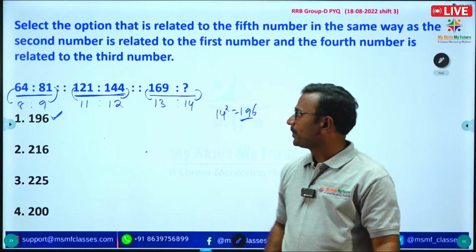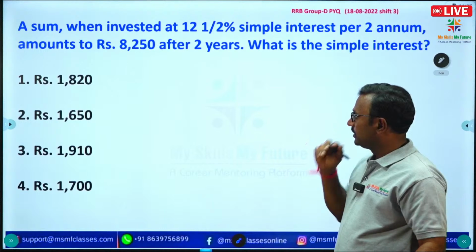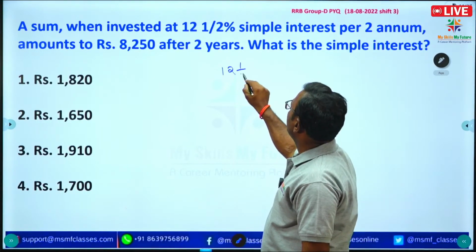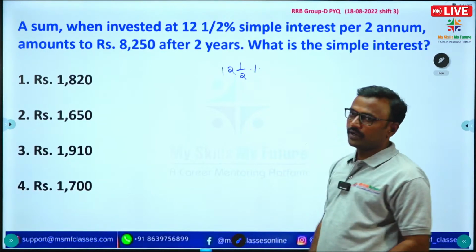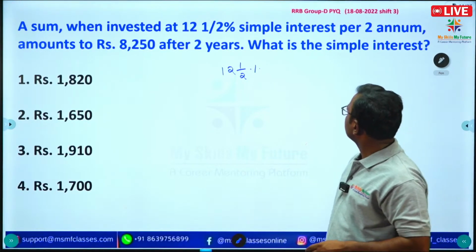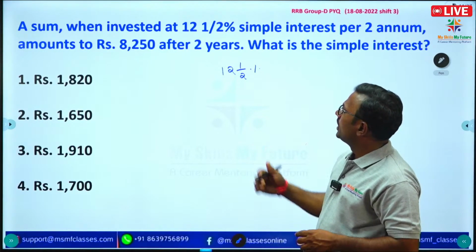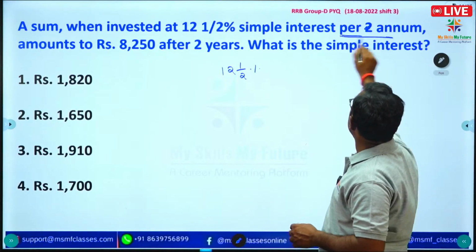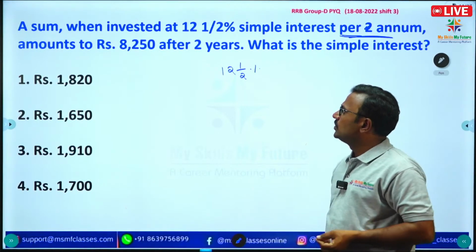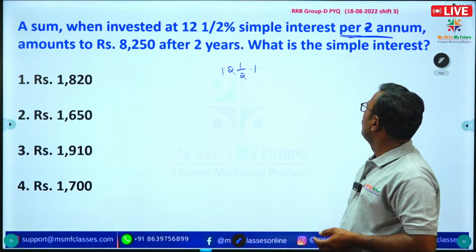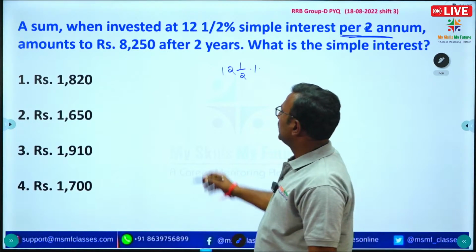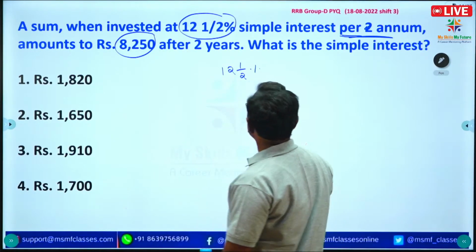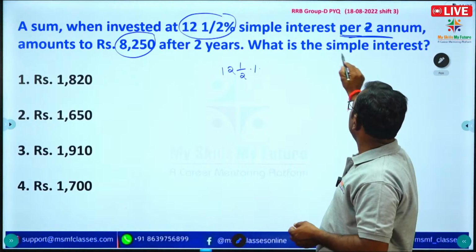So next question. A sum invested at 12 1/2% simple interest per annum amounts to 8,250 after 2 years. What is the simple interest? Sorry, there is a printing mistake here. So they given the amount and the rate of interest, and we need to find the simple interest.